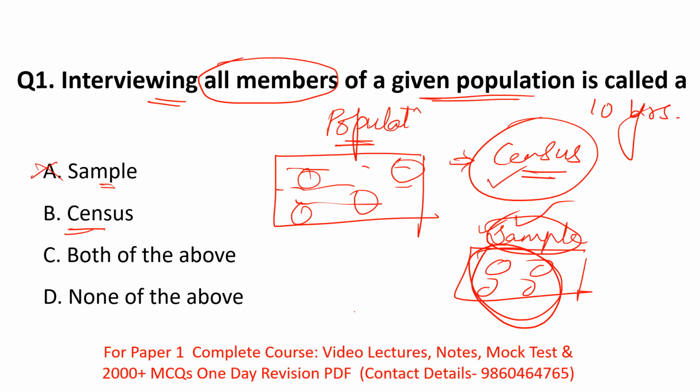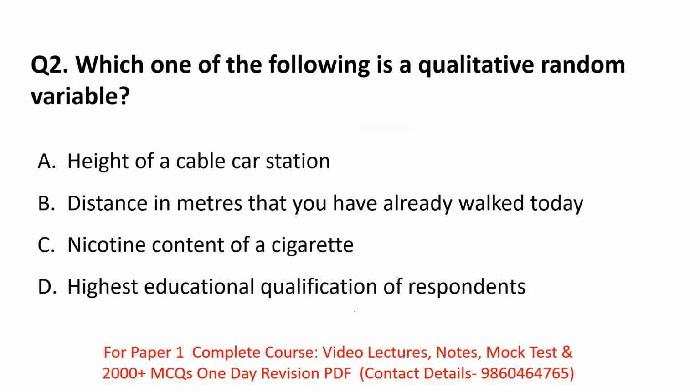So for this question, option B is the right answer, census. Next question: which one of the following is a qualitative random variable?